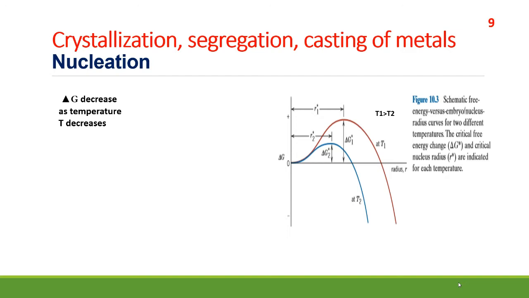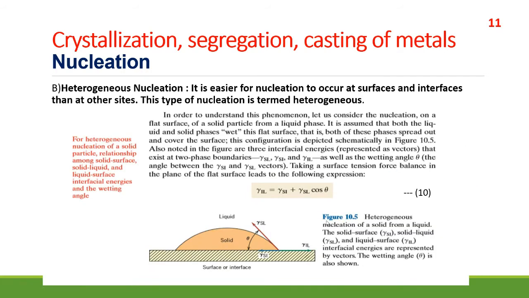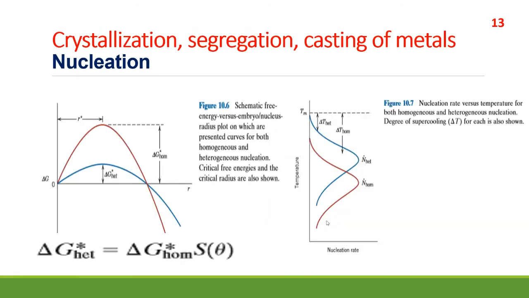And here I want to mention that in the previous lecture I said the free energy decreases as the temperature increases, but there is a mistake at this point. There is the graph, it was given as T2 is greater than T1, but actually T1 is greater than T2. And going forward, we have also learned about heterogeneous nucleation.